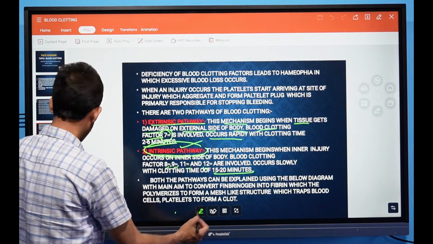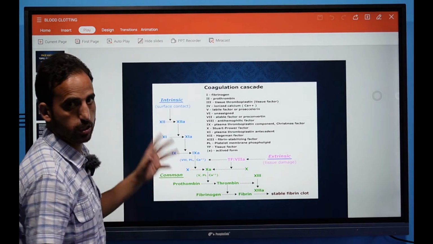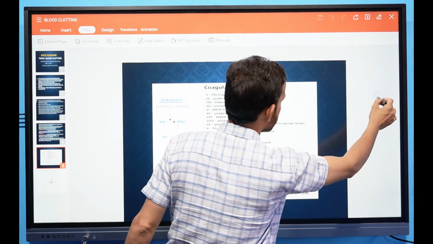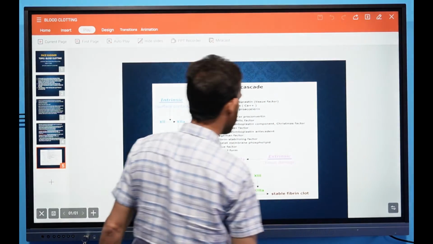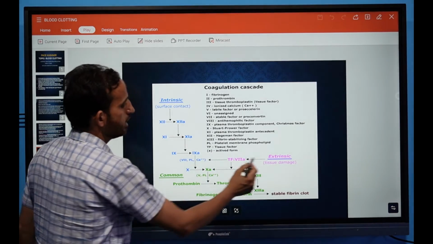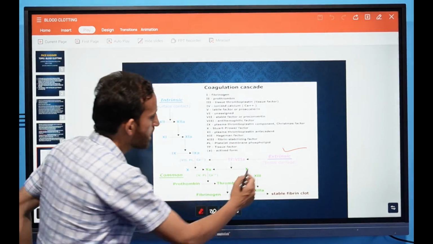Let us now discuss the mechanism, how this blood clotting actually works. Let me choose the pen first. This slide is very important for you. Okay, let me choose a color. I will choose this color. See, this is the extrinsic pathway. These are the blood clotting factors.